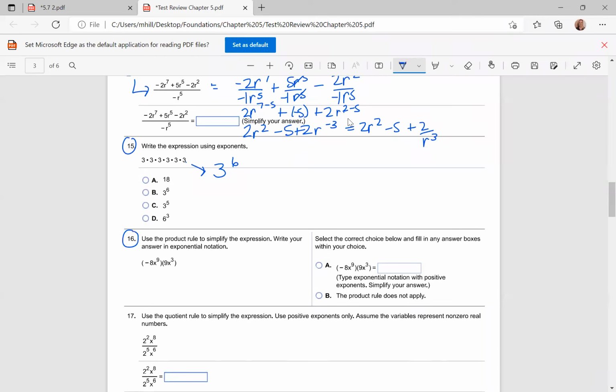Number 16, you're multiplying, so you would multiply the numbers, -8 times 9, and then x to the 9th times x to the third. Well, -8 times 9 is going to be -72, and then 9 plus 3, so -72 x to the 12th.